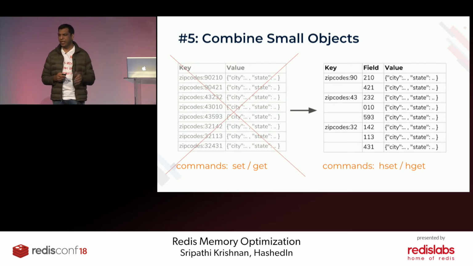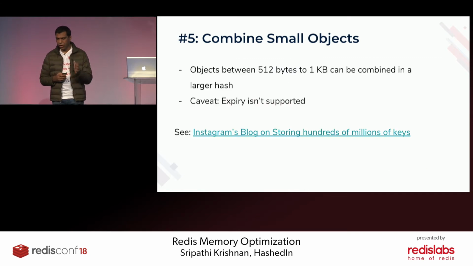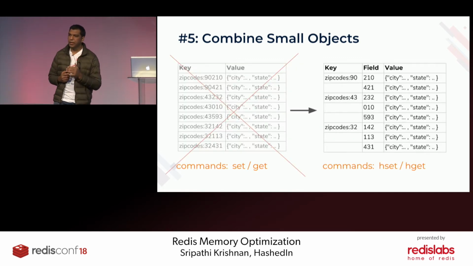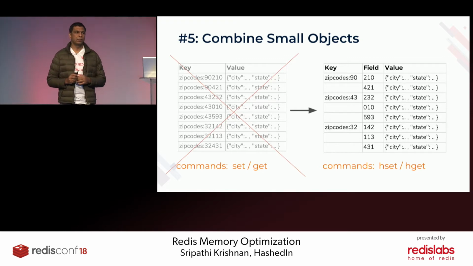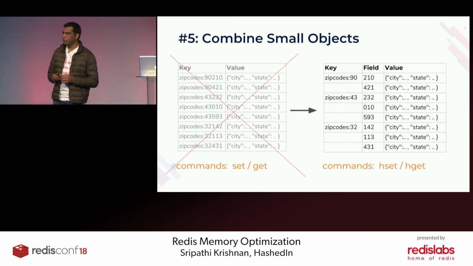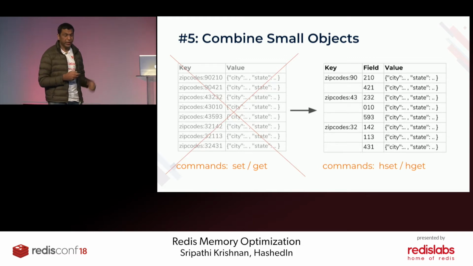The one thing that you should be aware of, if you compare the version on the left, you can set an expiry on individual keys. On the right, you cannot have an expiry on individual fields within your hash. So that is a limitation. But if you can bear with that limitation, then this is a great way to reduce your memory usage. It will be a significant win for you.